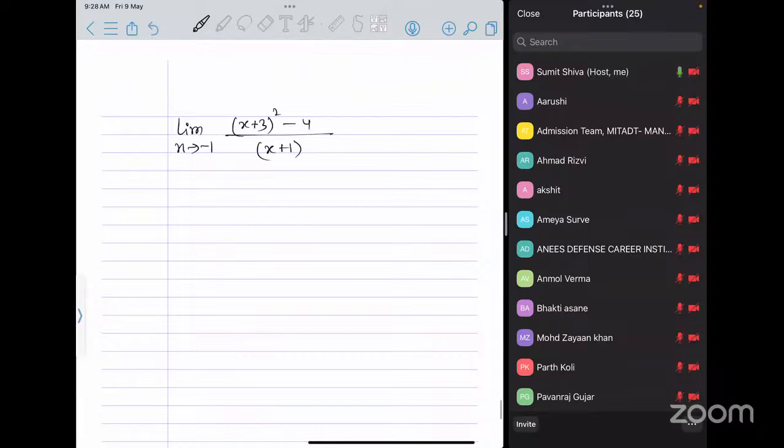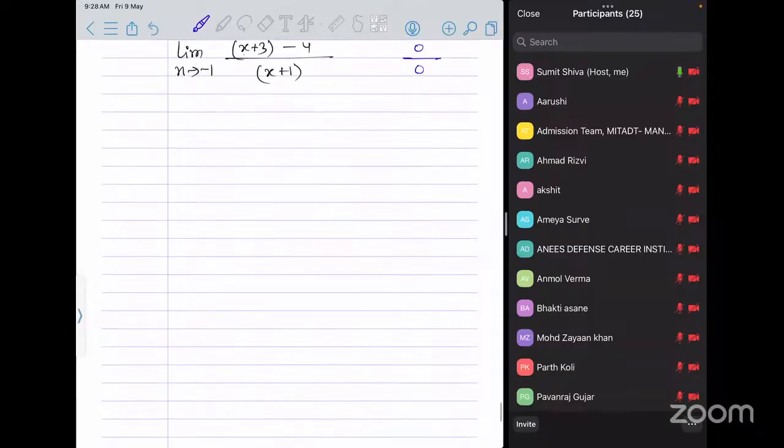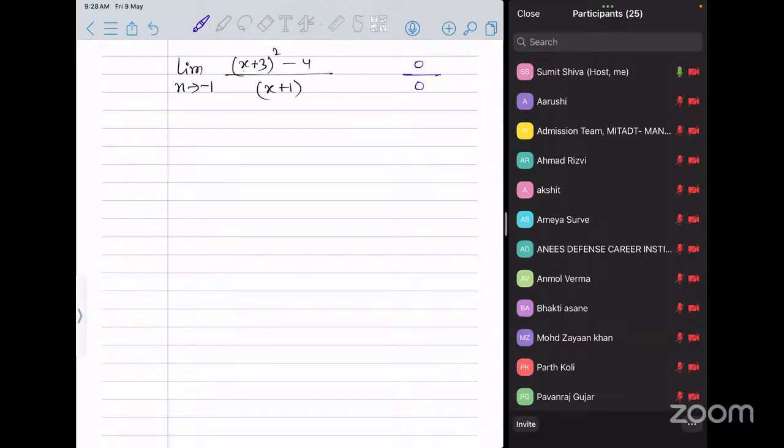And we have to find the limit. First of all, I will check the form. If you put -1 here, this will be -1 plus 3, 2 whole square will be 4, minus 4, 0, divided by -1 plus 1 which will be 0. So this is 0 by 0 form, which means you can directly solve it by L'Hopital rule.